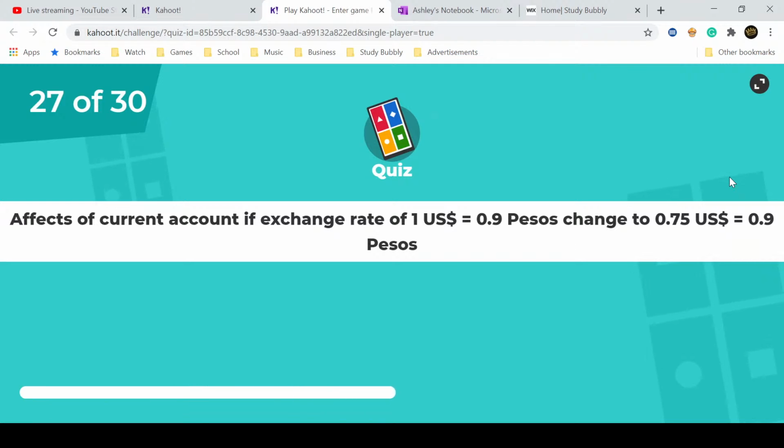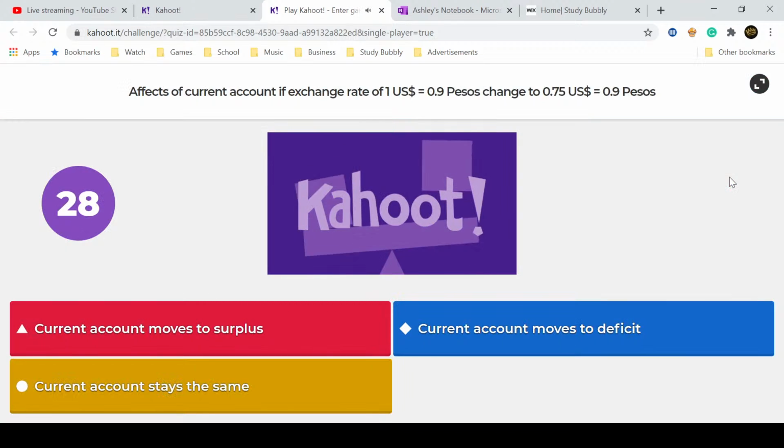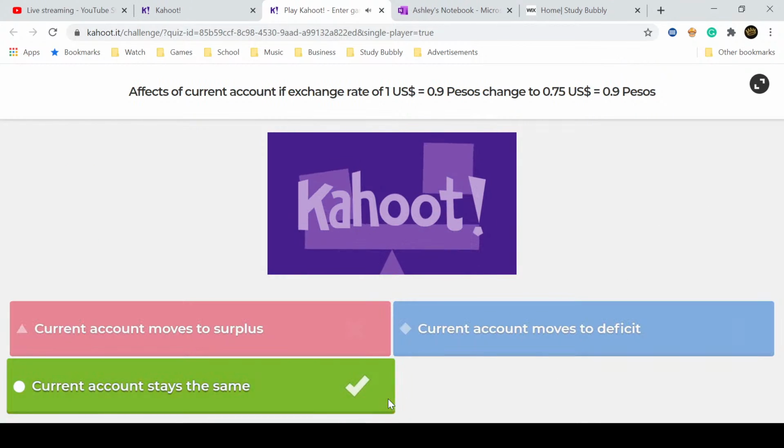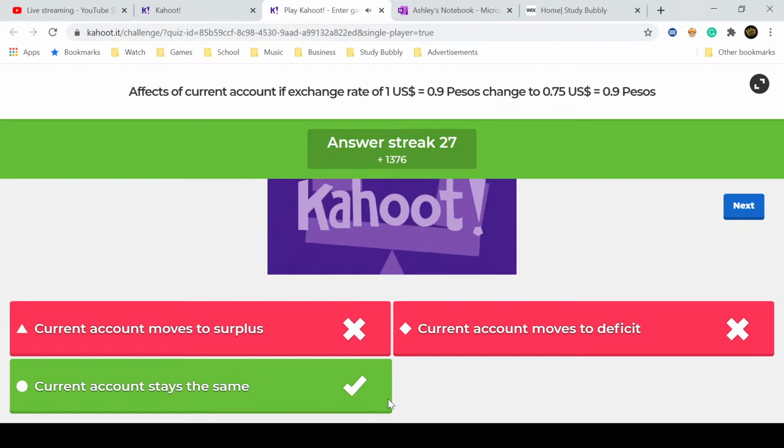Effects of the current account: exchange rates of $1 US equals 0.9 pesos, change to 75 cents US to 0.9 pesos. Current account stays the same because this has nothing to do with the current account. Again, current account has to do with goods and services. Financial accounts have to do with financial assets and stuff. So appreciation, depreciation of currency, which can be found in Unit 6 notes, has to do with the financial assets because that directly affects the cost of stocks and bonds and stuff like that. So it doesn't affect the current account.